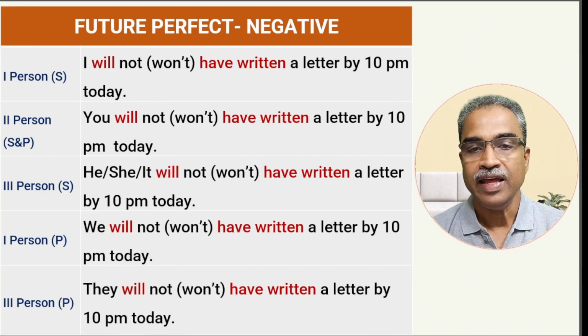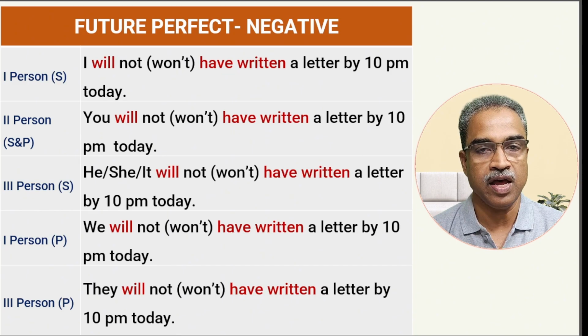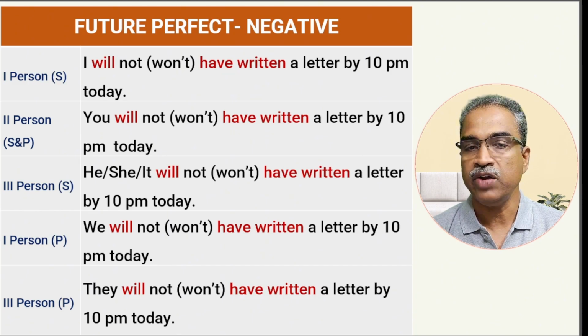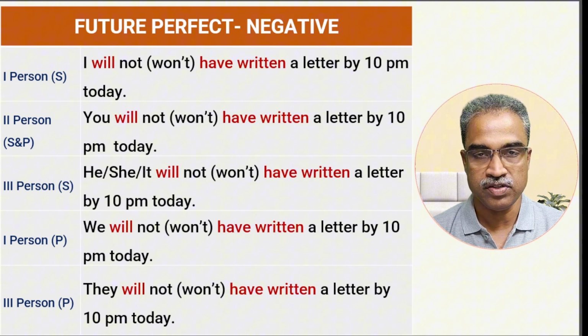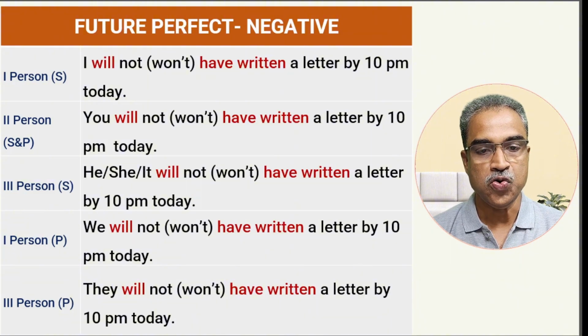Now, interestingly, in this future perfect tense also we have two auxiliary verbs, and they are will plus have. So where will you put the not? We will put the not immediately after the first auxiliary. And which is the first auxiliary? The first auxiliary is will. So it will be I will not have written a letter. Or else I won't have written a letter. Will plus not is won't. Similarly, you will not have written a letter by 10 p.m. or else you won't have written a letter by 10 p.m. Coming to third person singulars, he, she, it.